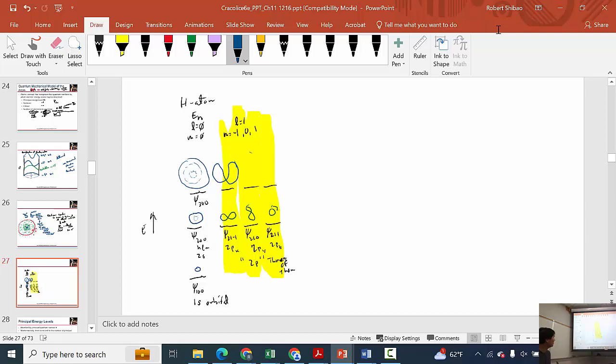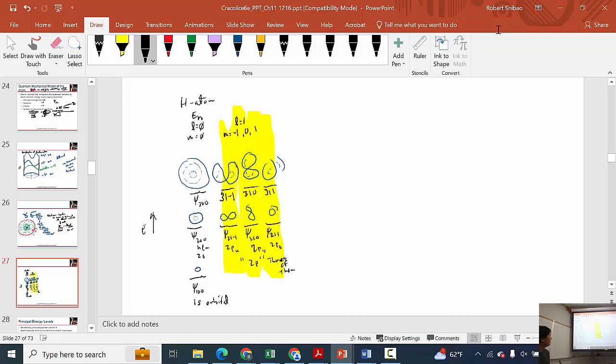This is not a very great drawing of these. But the shape is a bit more complicated. It's not as simple. And those we can identify as this. This is going to be the 3, 1. I'm going to get rid of the psi and just use NLM. 3, 1, negative 1. 3, 1, 0, and 3, 1, 1.